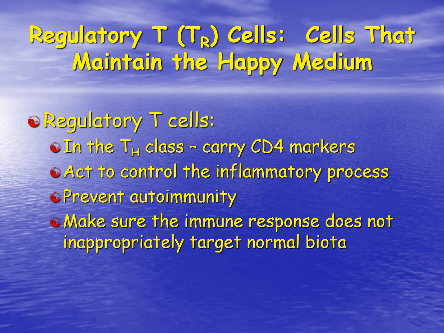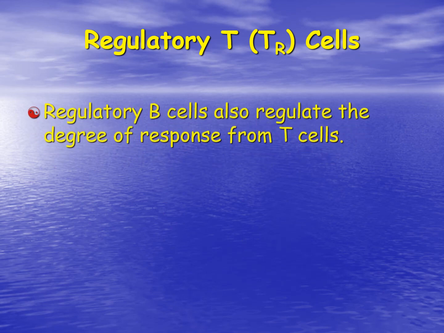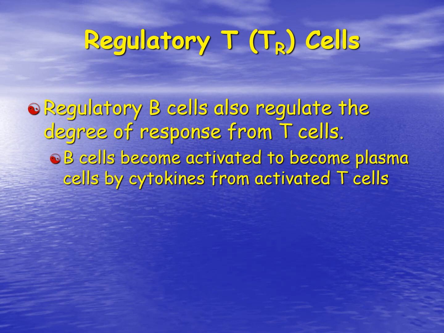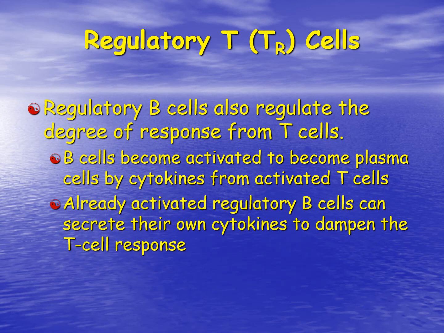These regulatory T cells make sure that the immune response does not inappropriately target normal microbiota or self cells. The regulatory B cells also regulate the degree of response from T cells. So once B cells become activated to become plasma cells by cytokines from activated T cells, the regulatory cells will help act to regulate them. And already activated regulatory B cells can secrete their own cytokines to actually dampen the T cell response.